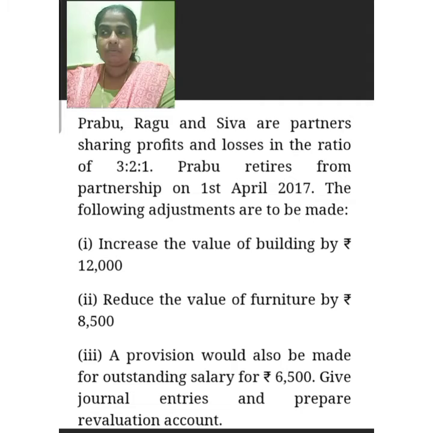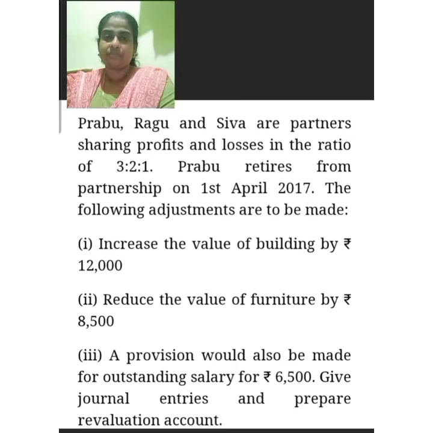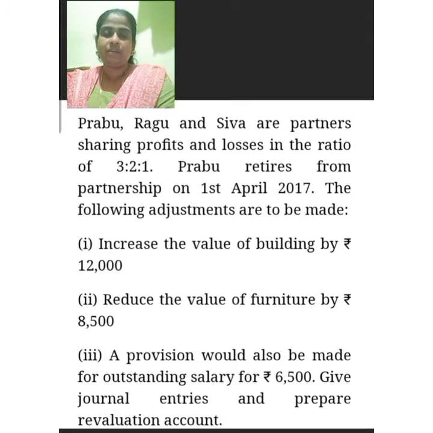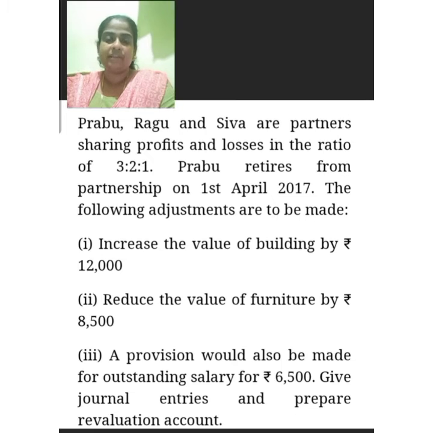First we are going to pass the necessary journal entries. The first adjustment, increase in the value of building. When asset increases, credit that account. So the entry will be building account debtor rupees 12,000 to revaluation account 12,000, being the value of the building increases. Then second journal entry, reduce the value of furniture, that is the decrease in the value of asset. When asset decreases, debit that account. So the entry will be revaluation account debtor to furniture account 8,500.